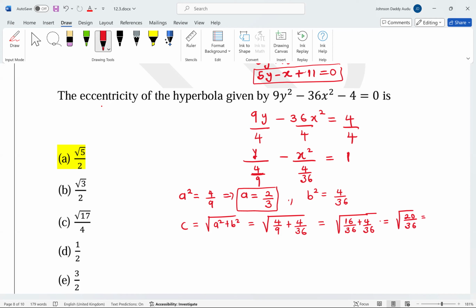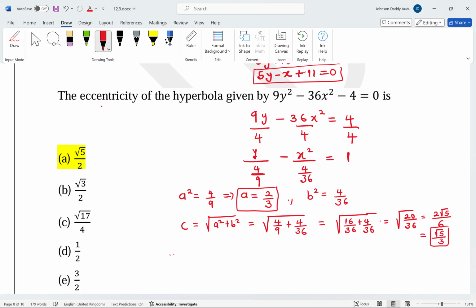This root of 20, we know is going to be 2 root of 5. Root of 16, we can write it as what? It's just 6, right? Just 6. So it means our C is nothing but root 5 over 3. Okay.